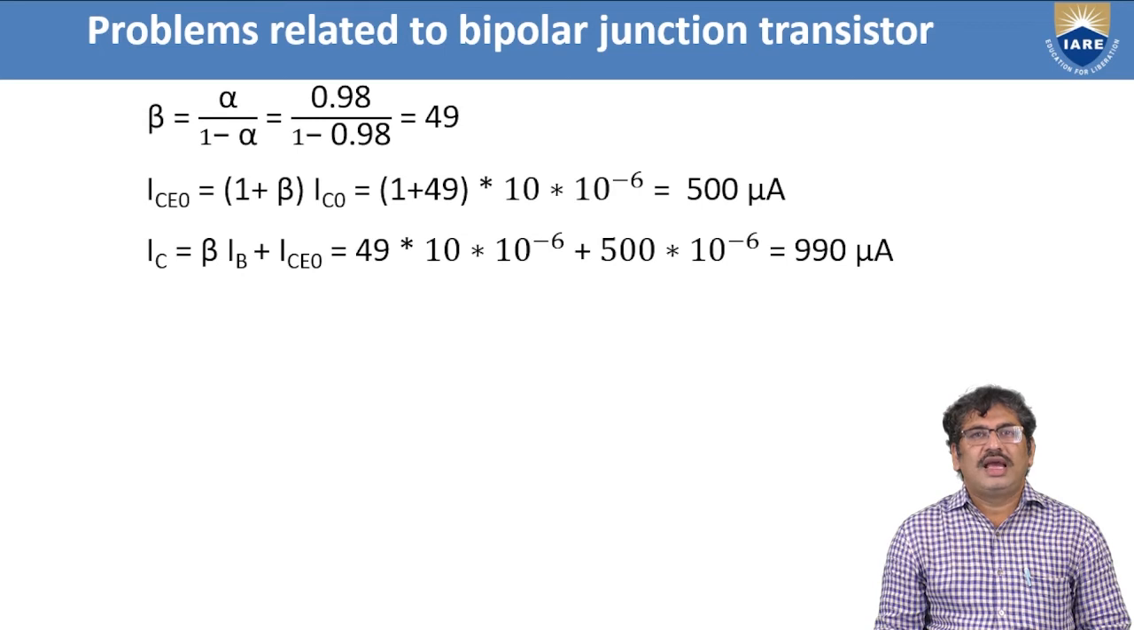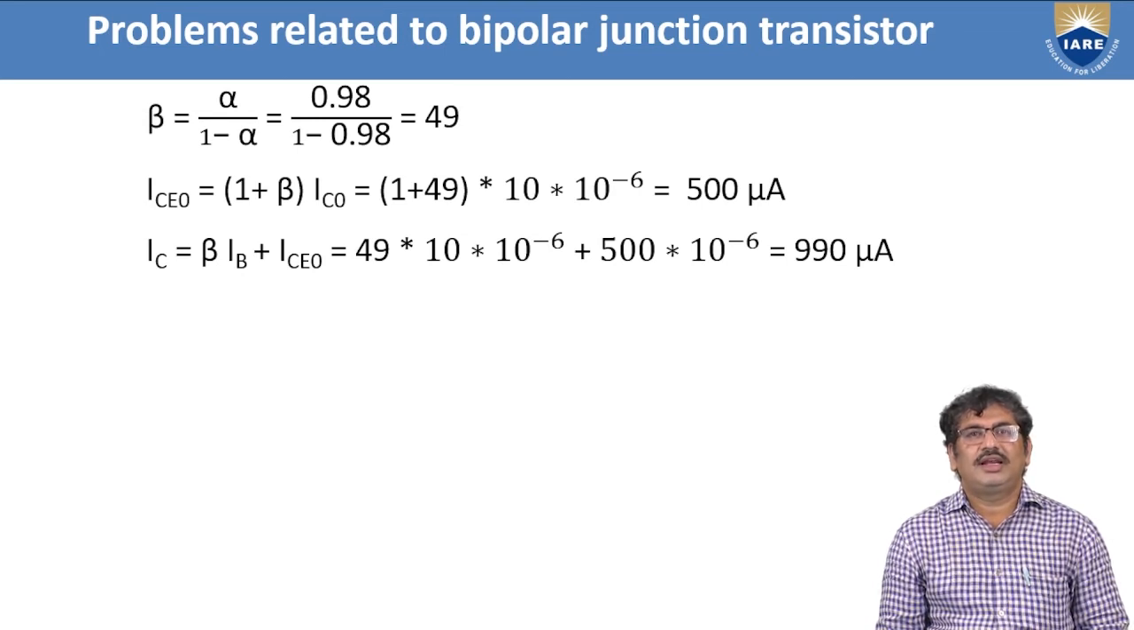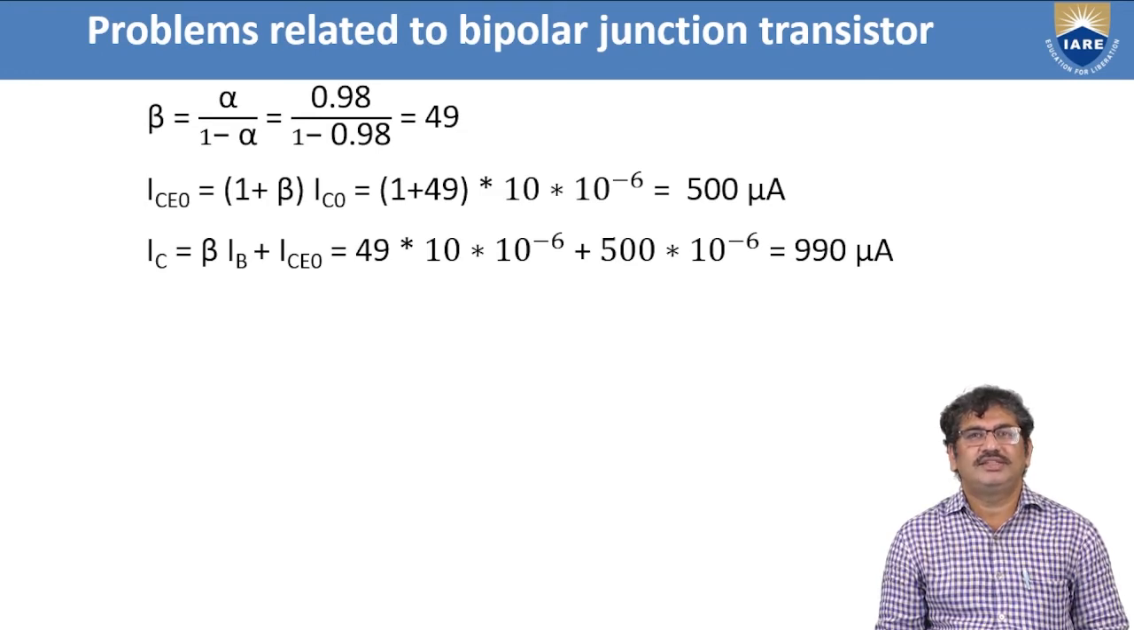Once we got ICEO, in common emitter configuration, the collector current IC is given as beta into IB plus ICEO, where beta is equivalent to 49 and IB is equivalent to 10 into 10 power minus 6 plus ICEO as 500 into 10 power minus 6. Upon evaluation, the collector current will get as 990 microamperes.